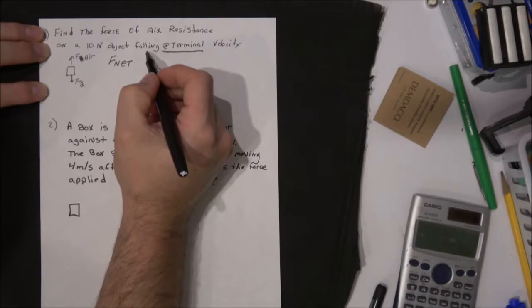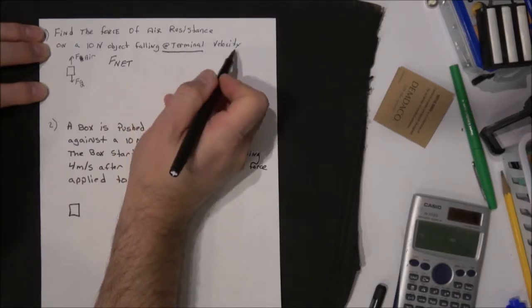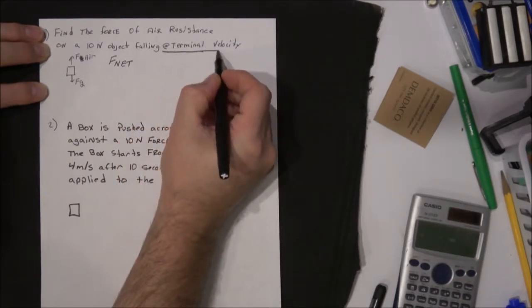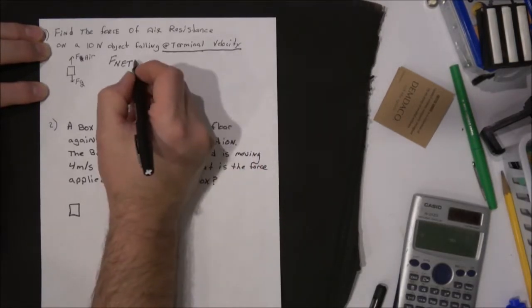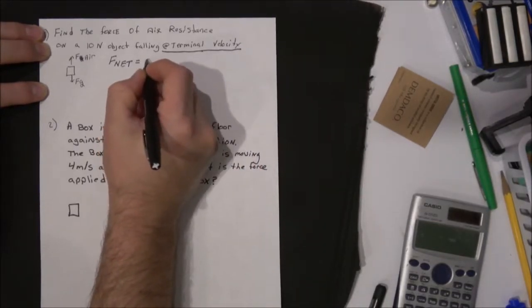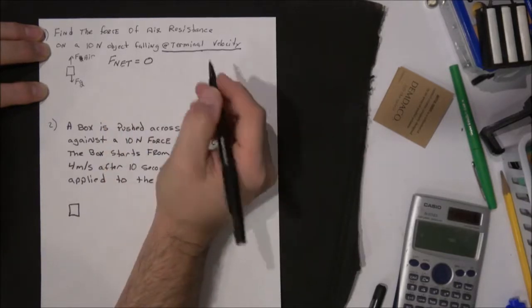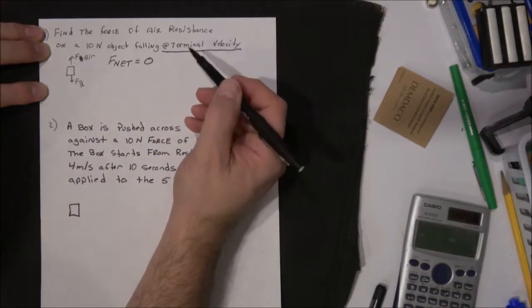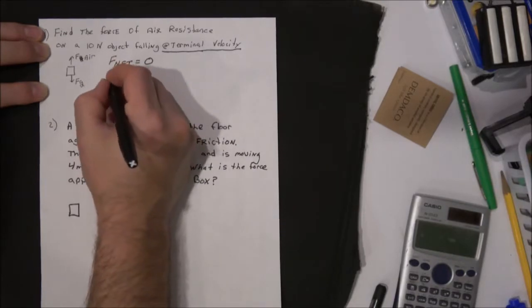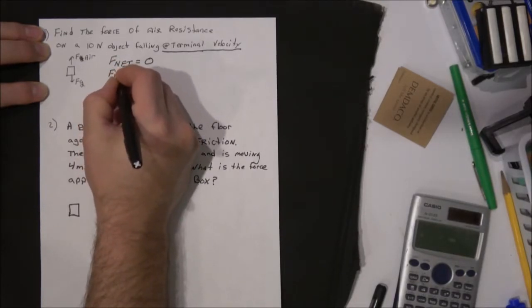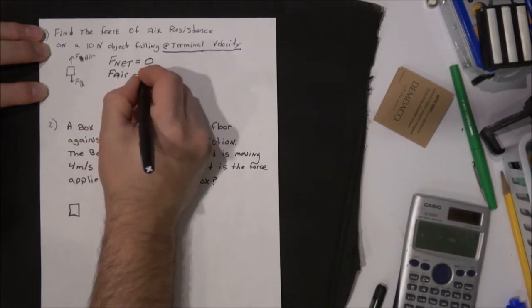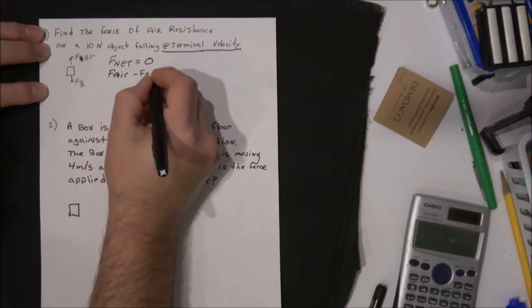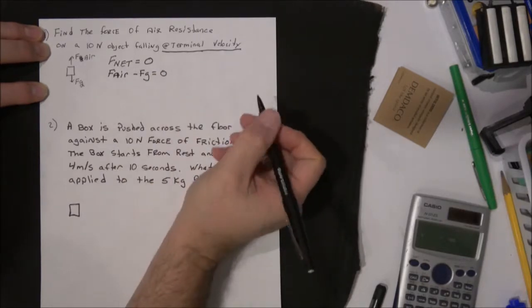Well, it's moving at terminal velocity. Or, we know terminal velocity is a constant velocity. It's the fastest it can get going. So that means F-net is zero. So then we start writing, what is F-net? Well, F-net is the force of air, whoops, that's air, minus the force of gravity equals zero.